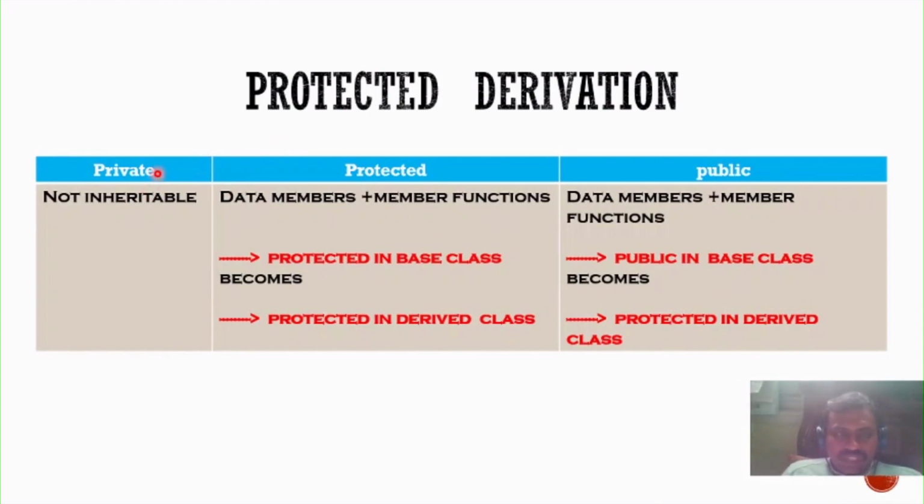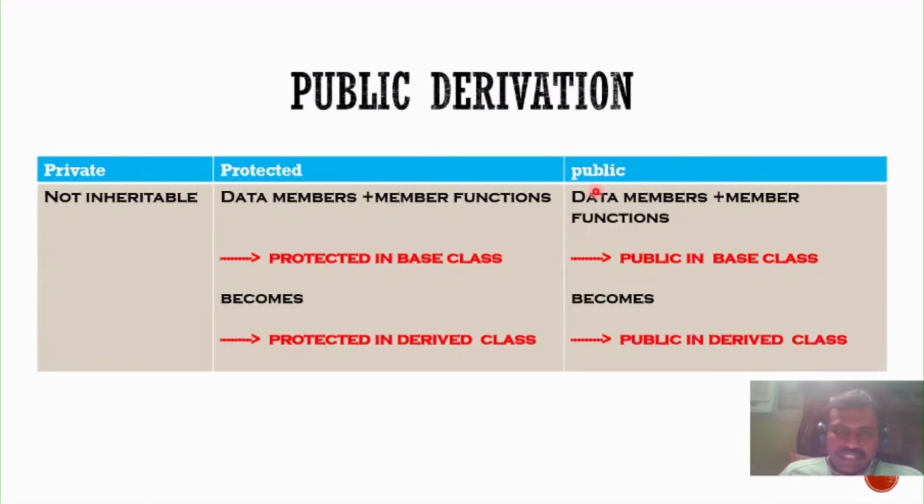In protected derivation, the private members are once again not inheritable. In the protected members, the data members and member functions which are protected are going to become protected in derived class. Now in the public section, the data members and member functions which are public in base class are going to become protected in derived class with respect to protected derivation.